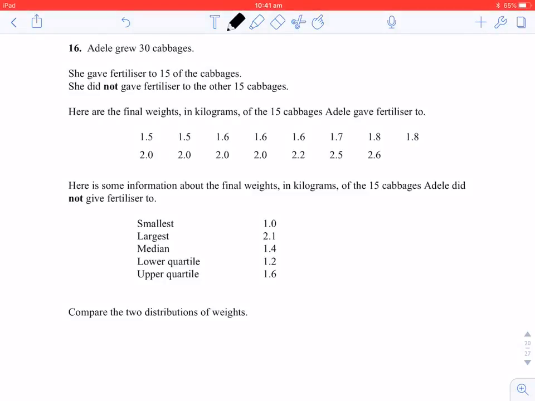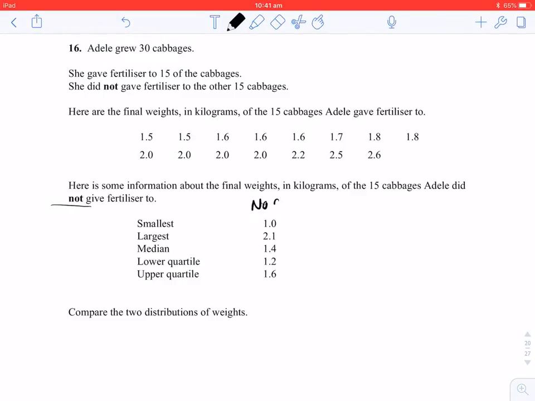Question 16. Adele grew 30 cabbages. She gave fertiliser to 15 of the cabbages. She did not give fertiliser to the other 15 cabbages. Here are the final weights in kilograms of the 15 cabbages Adele gave fertiliser to. Here is some information about the final weights in kilograms of the 15 cabbages Adele did not give fertiliser to.